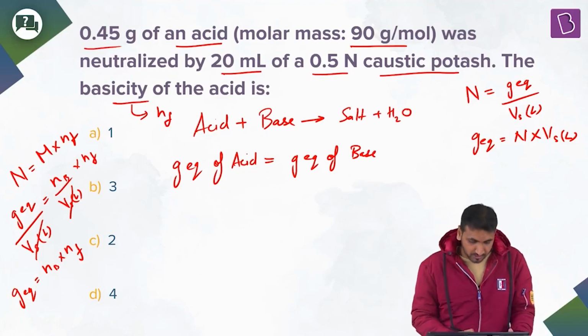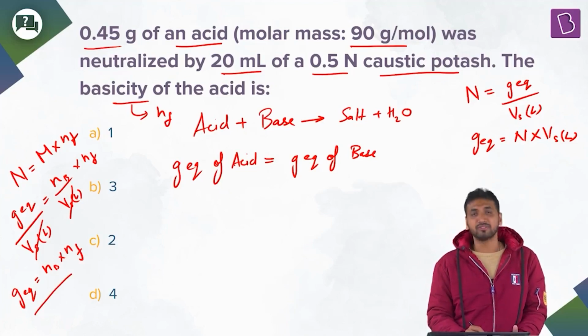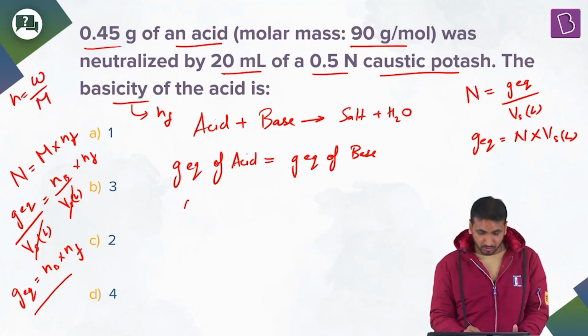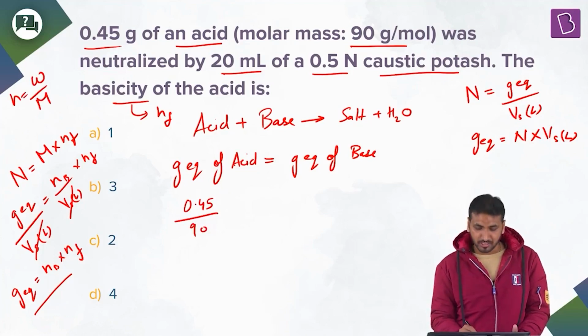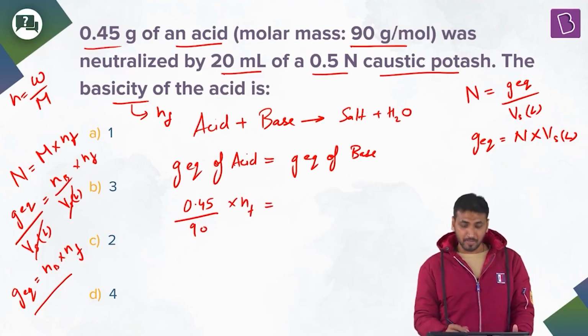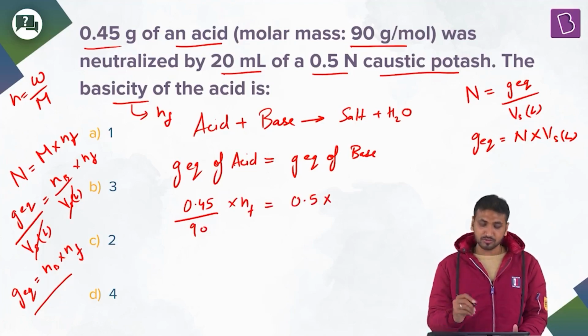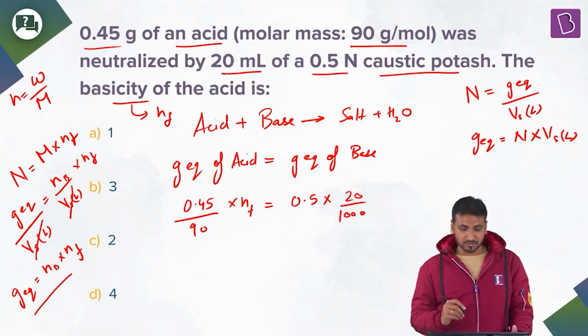So let's do it. For gram equivalent of acid, I'll use this formula, moles into n factor. What is the moles of acid? The formula for moles is given weight by molar mass. So given weight is 0.45. Molar mass for acid is given as 90 gram per mole into n factor of acid, right? This is what we have to calculate, the n factor. Gram equivalent of base is normality, given 0.5 normal, into volume of solution in liter, right? Do not forget that, otherwise we'll calculate the wrong answer. Okay, so we have to solve this.